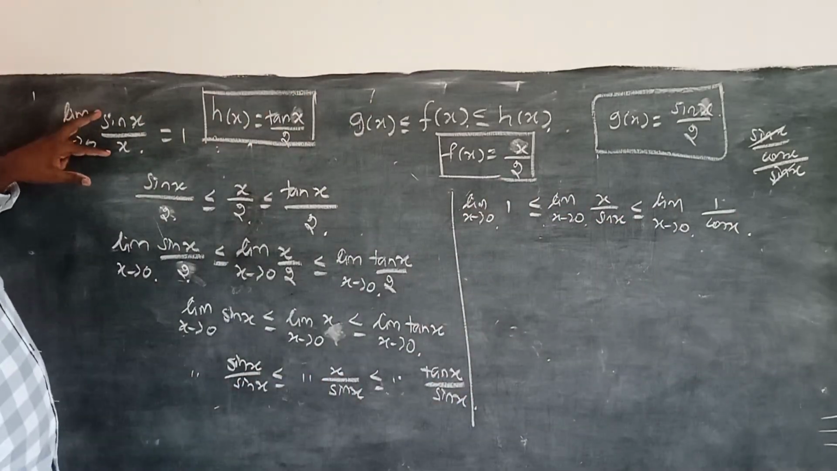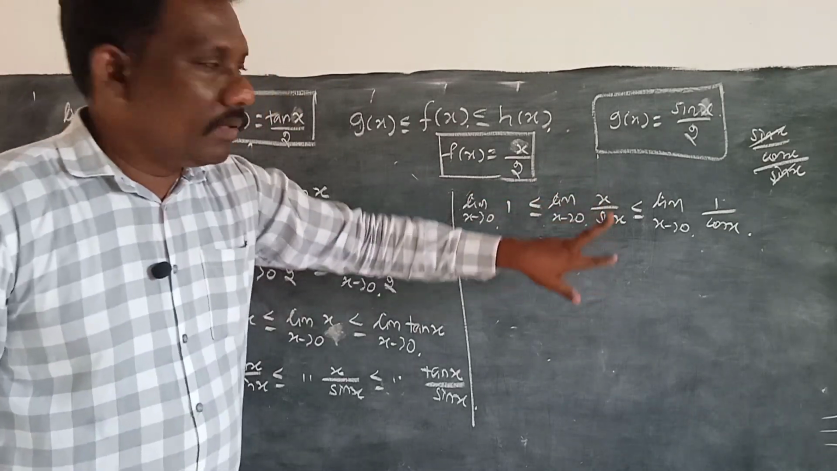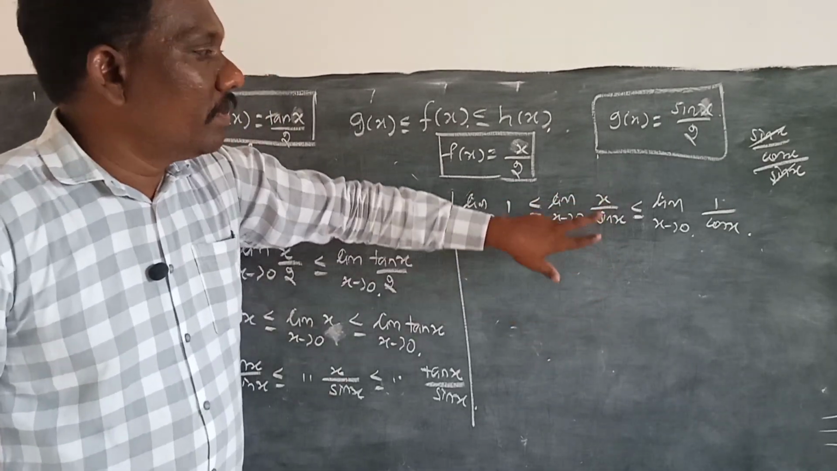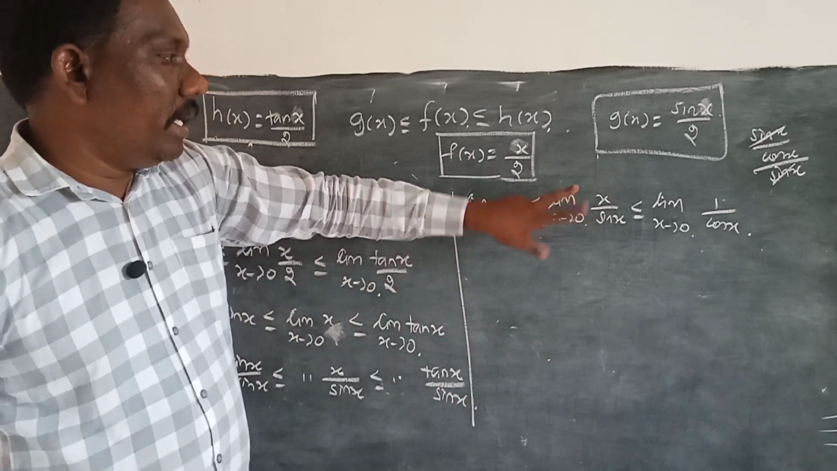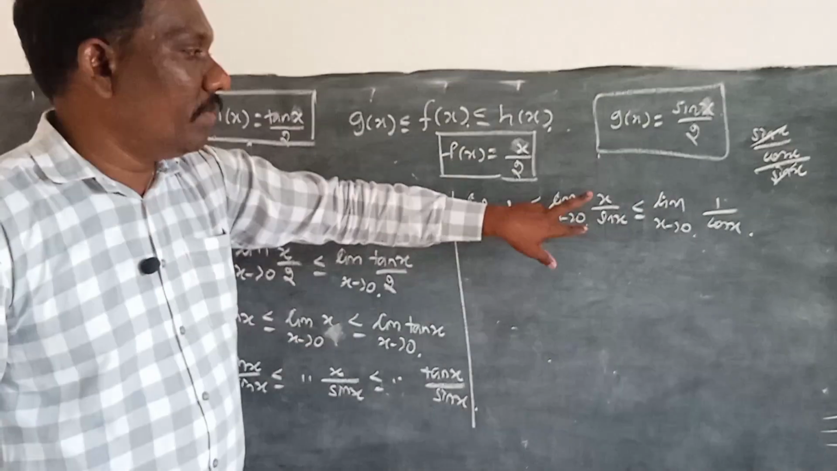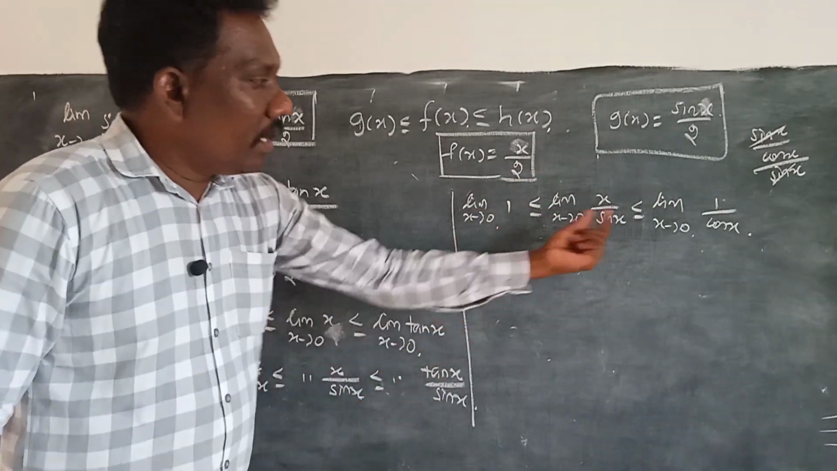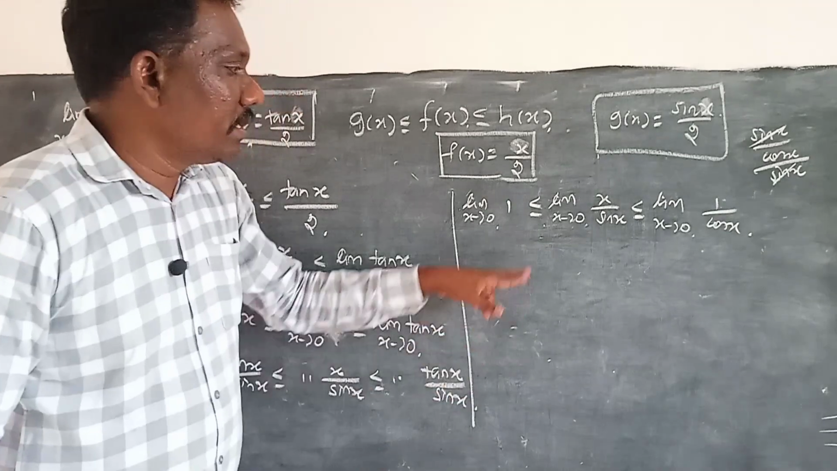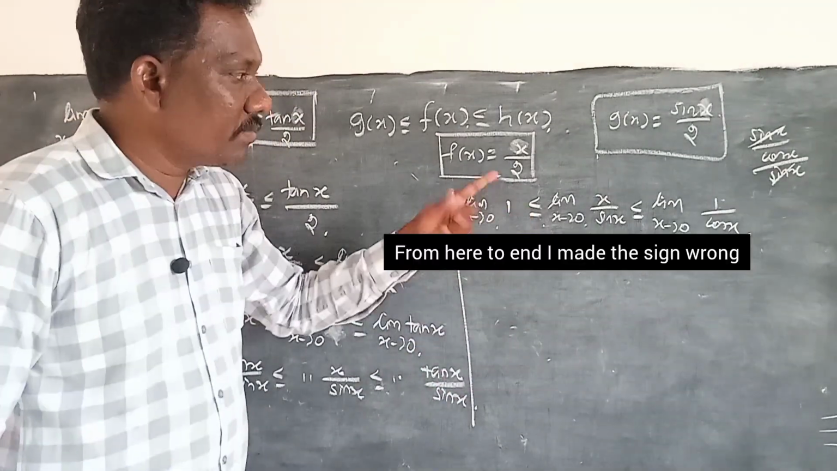Now this has to be in the form of a reciprocal. Okay, it has to be in an inverted way. X by sin x needs to be sin x by x. So we take a reciprocal. Okay, we invert this. As we apply reciprocal to the inequalities, the sign of the inequalities changes. When it is less than or equal to, it becomes greater than or equal to.